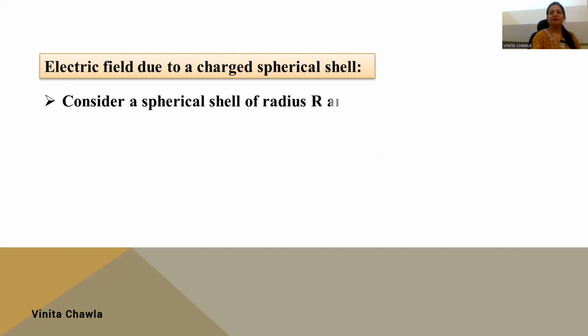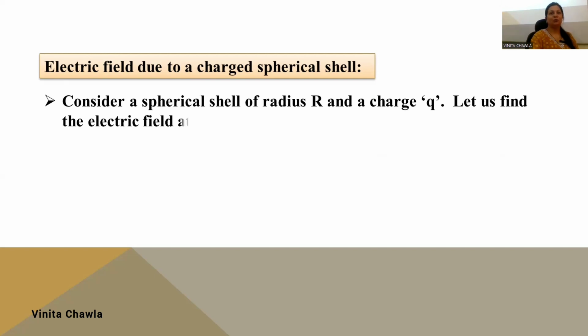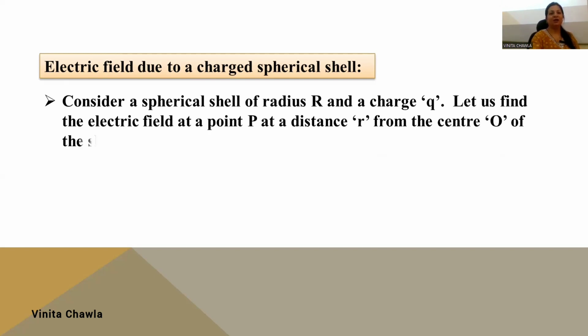So consider a spherical shell of radius r and a charge q. Let us find the electric field at a point P at a distance r from center O of the shell. We have a spherical shell of radius r, and we have given the spherical shell charge q. Now we are going to find electric field intensity at a point P.